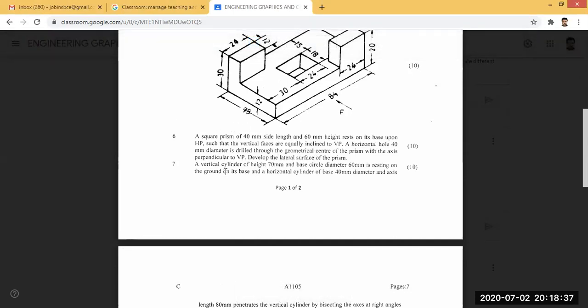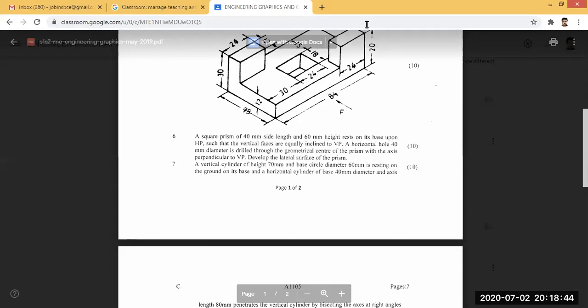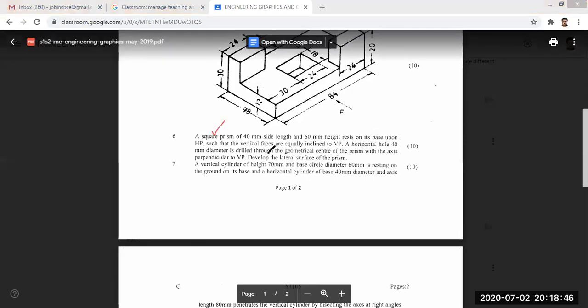this question. Question number 6. So question number 6 is actually a square prism of side 40 mm and the length 60 mm. Okay, and a horizontal hole of 40 mm diameter. So there is a circular hole drilled through the geometrical center of the prism, and there is a condition, the axis perpendicular to vertical plane.